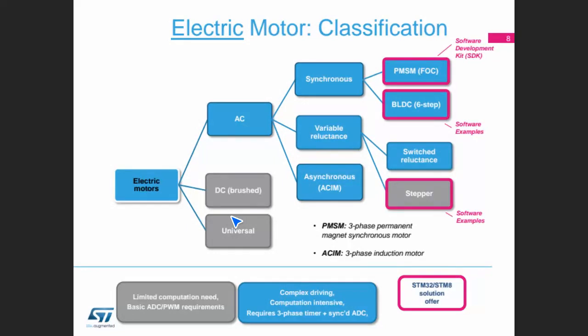Lots of students know the DC brush motor, the classical and basic brush DC motor, 100 years old. Also, the last option, the advanced option, is the AC motor. We have three types of AC motor: synchronous, variable reluctance, and induction (asynchronous machine). Then we can continue with the synchronous PMSM and BLDC, and variable reluctance, switched and stepper.